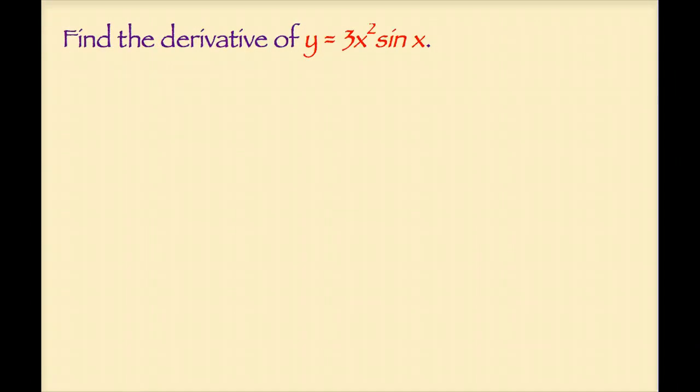Here's another opportunity to use the product rule, and one involving a trigonometric function. We will let f of x be 3x squared. So this will be f of x. And we'll let g of x be sine x. So first of all, let's recall the product rule. It's going to be f of x, the first function, times g prime of x, the derivative of the second, plus the second function, g of x, times the derivative of the first, f prime of x.